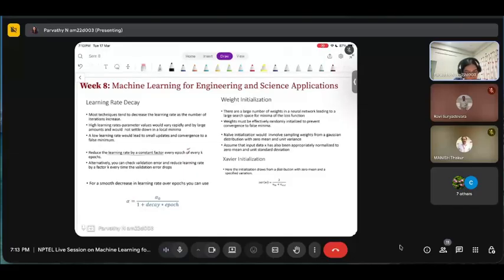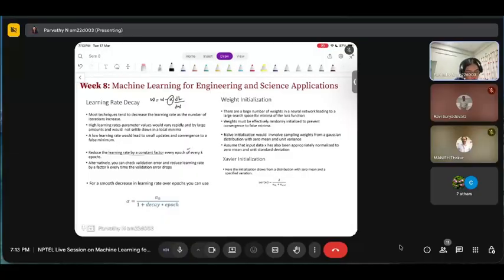Now coming to learning rate decay. The learning rate is what controls the step size during gradient descent. That is, we have W = W - alpha times the gradient of the loss function with respect to W. Now this learning rate is a critical factor in training the algorithm.